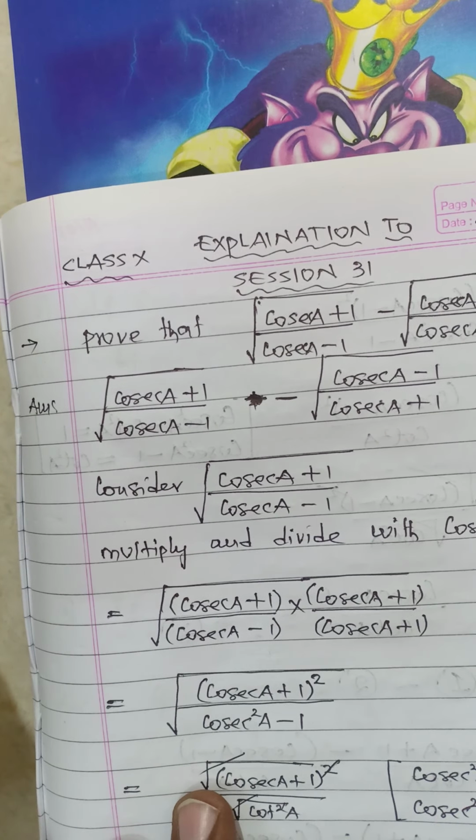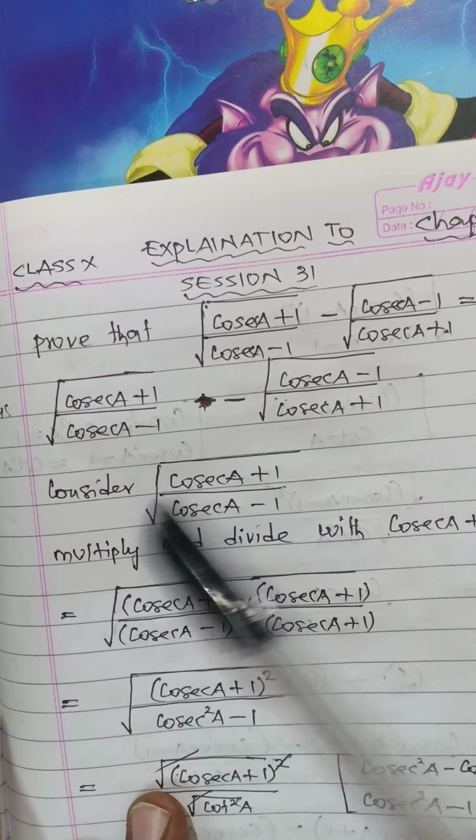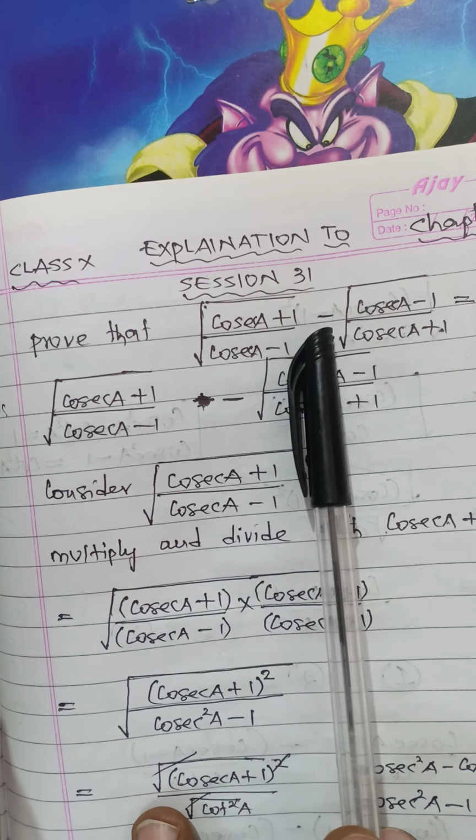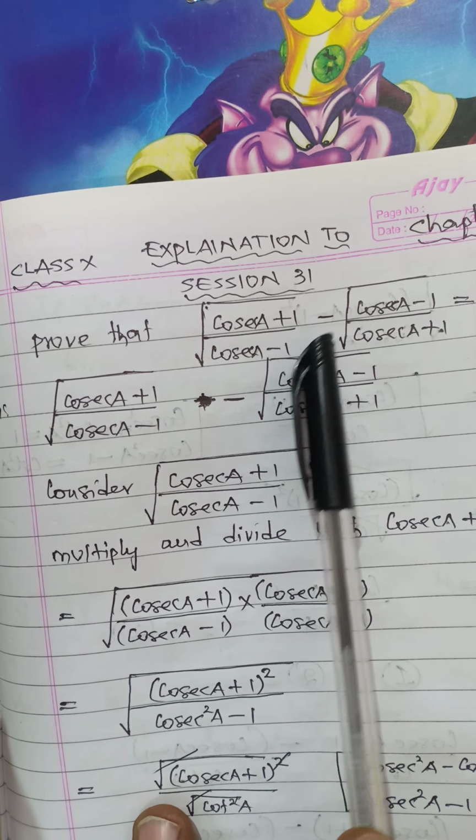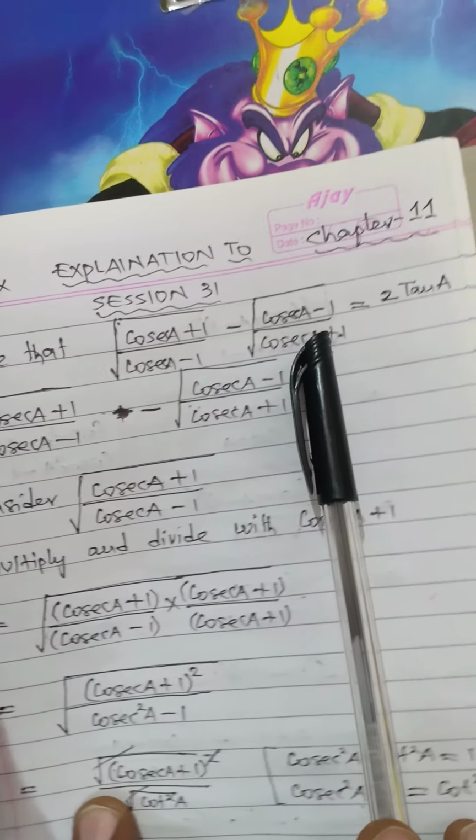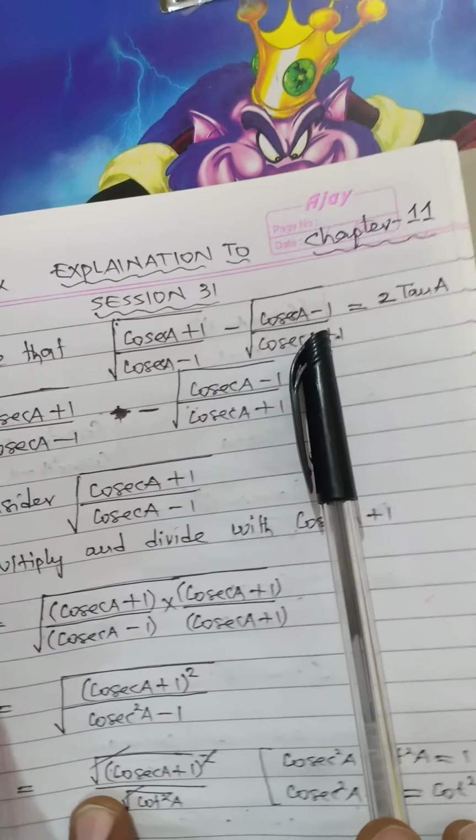So what is the correct question is, prove that square root of cosecant A plus 1 by cosecant A minus 1, minus square root of cosecant A minus 1 by cosecant A plus 1, is equal to 2 tan A. Actually this is the question.